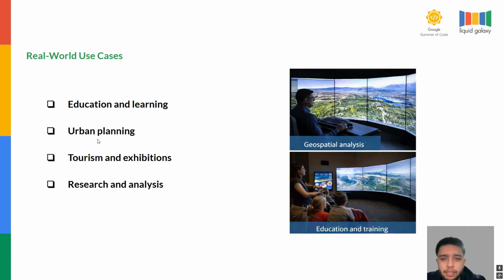Now next slide, real world use cases. As we have discussed, there are multiple real world use cases where Liquid Galaxy is used, and one of the best examples is education, as we discussed earlier, and museums. We can use it in museums, research labs, and urban planning. It actually helps people to understand complex data visually instead of just looking at a picture or text alone.